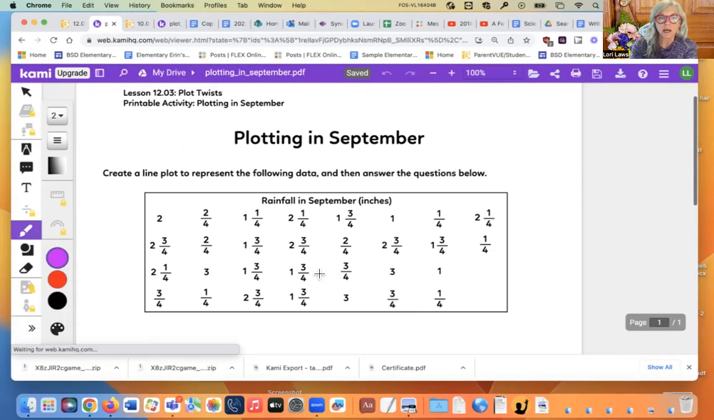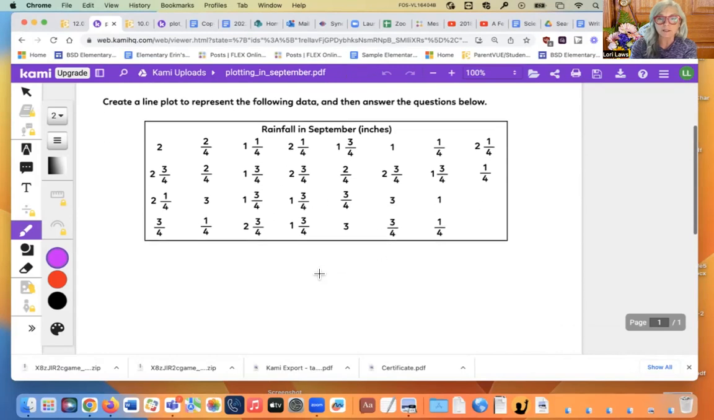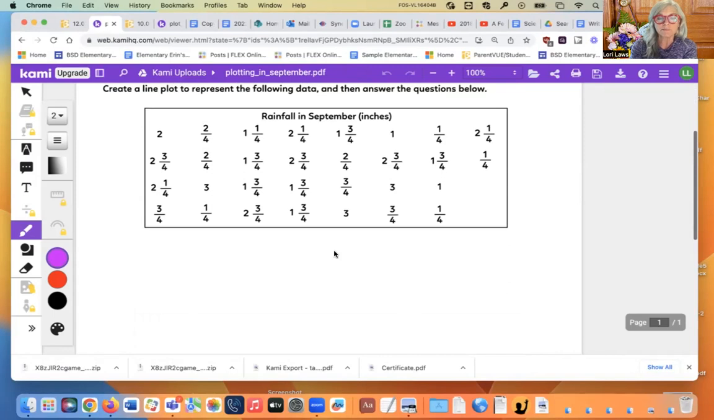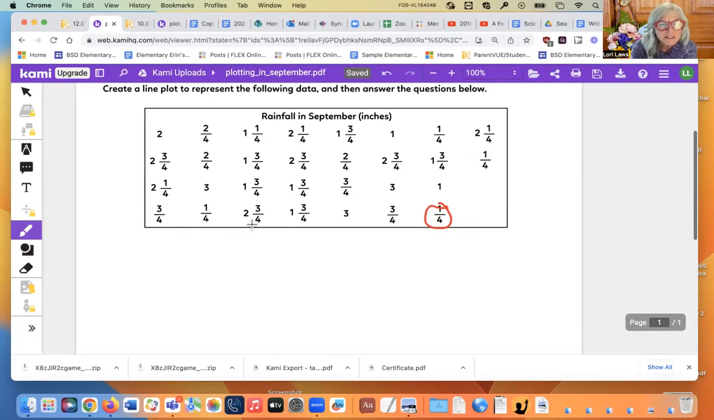So create a line plot representing the following data, then answer the questions below. The first thing I'm going to do is look at my smallest amount up here and my largest. I immediately see 1/4. Let's get in the drawing. 1/4, which I don't think there's anything smaller, is there? I don't think so. And then what's my biggest? I see 2 3/4. Do I see 3? I don't think so. So I think 2 3/4 is my biggest.